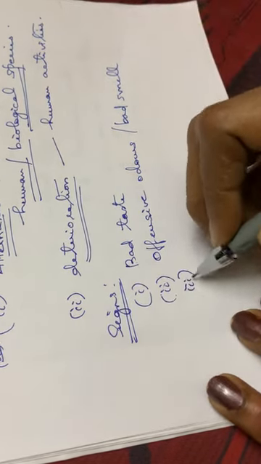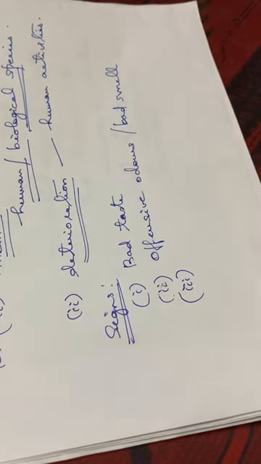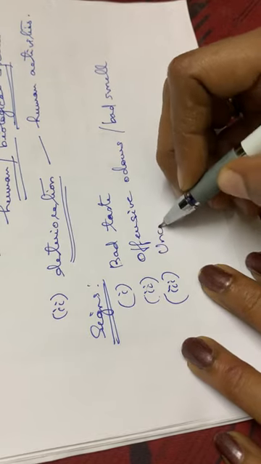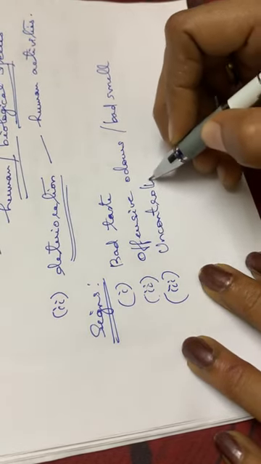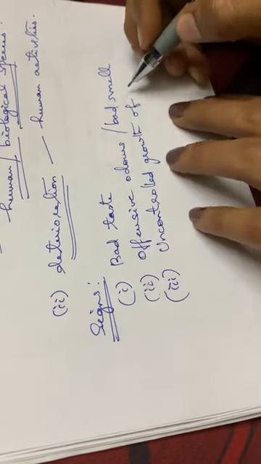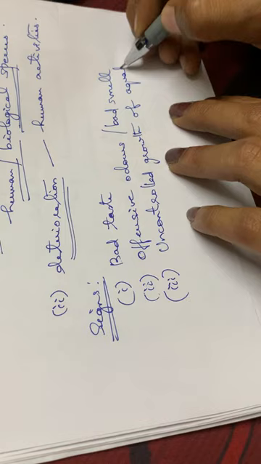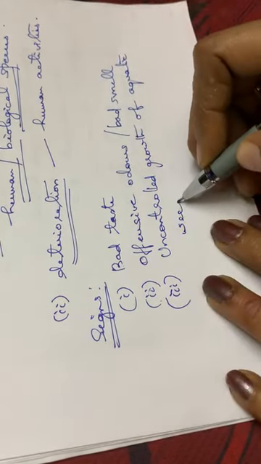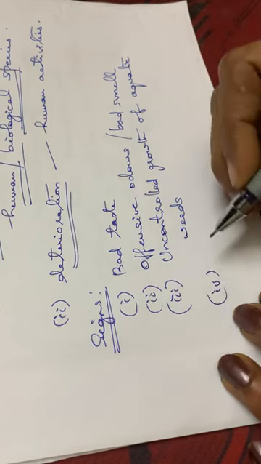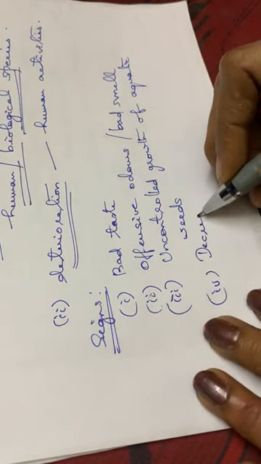Then the third one: sometimes you have seen in water bodies, so many aquatic plants are there, isn't it? That is another important point to be noted, that the water is polluted there. So the third one is the uncontrolled growth of aquatic weeds in water bodies.